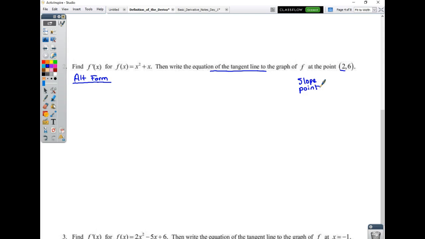But we will need a slope and we will need at least a point, not a y-intercept necessarily. So when I look, do I have the point? Yes. That's 2, 6. That's given to us. But do I have the slope? No. We need to come up with that. Another way of finding a slope at a specific spot is to use the derivative. Remember, the derivative is the slope of the tangent line.